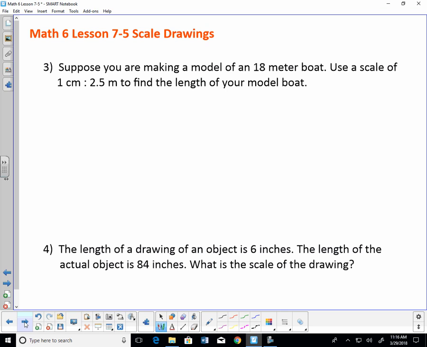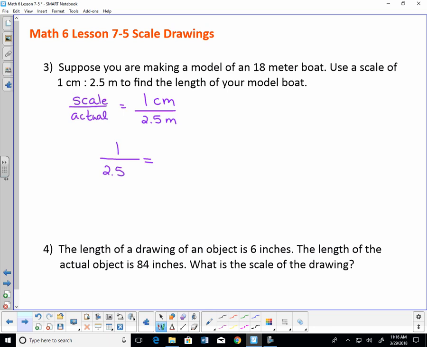So if the scale to the actual is that 1 centimeter is equal to 2.5 meters, so 1 centimeter is equal to 2.5 meters. You have an 18-meter boat.